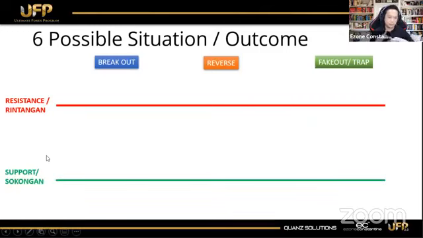So I like to use this red color as a resistance and the green color here as a support.